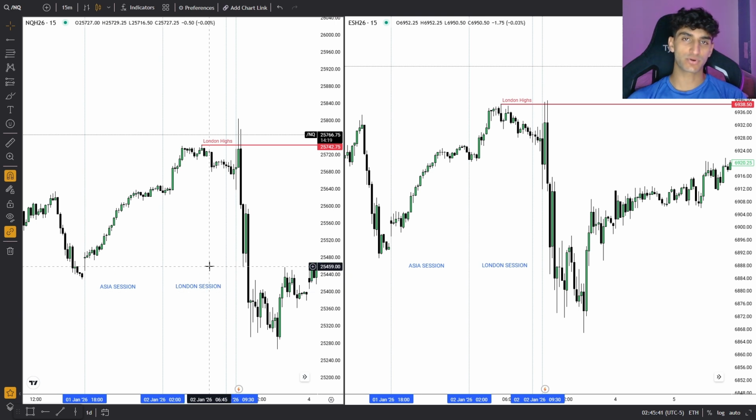Now these are very important to be marked out because I'm going to be determining the Asia highs and lows, as well as the London highs and lows. And the reason why I'm doing this is because when New York opens, I want to be getting a reaction of these liquidity levels.